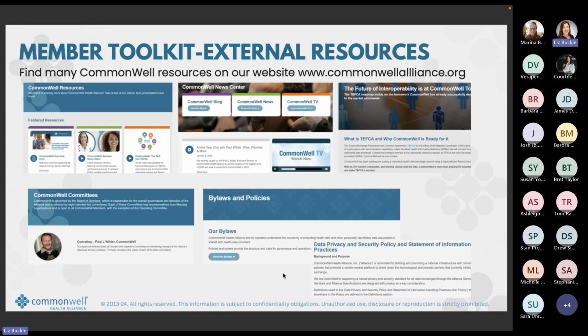We have a policies page as well that's really important for members to take a look at. It includes our data privacy and security policies, our end user license agreement, TEFCA flowdown terms and much more. It's definitely something that I want to make sure our members and those out in the market who are interested in CommonWell know is available.